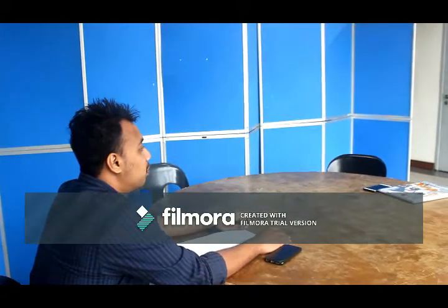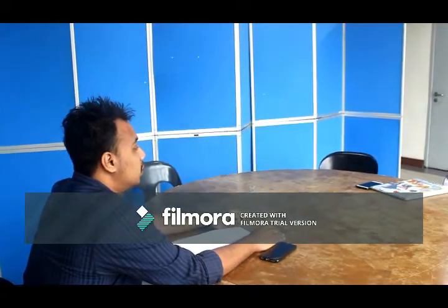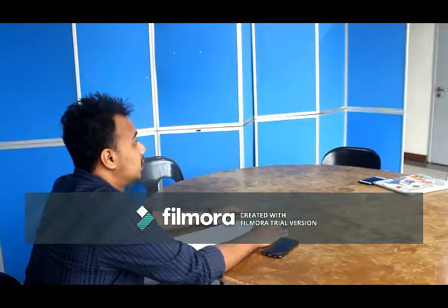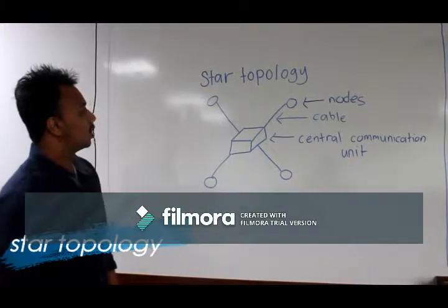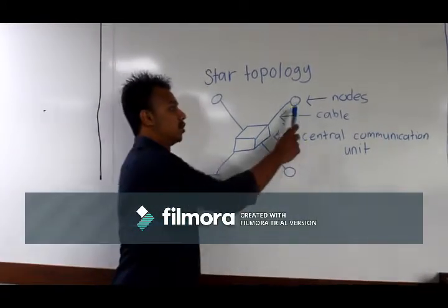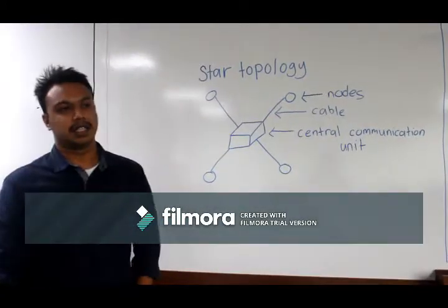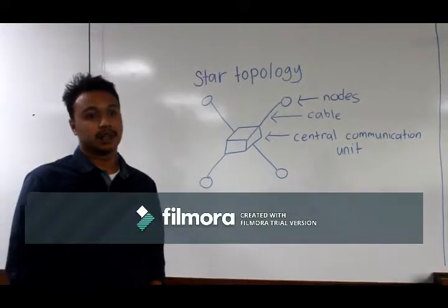Currently, our company is using star topology to connect our devices. So your company is using star topology. Can you please explain more about this topology? First of all, this is how a star topology looks like. As for the nodes, it can be any device such as a computer, a printer, or a scanner.